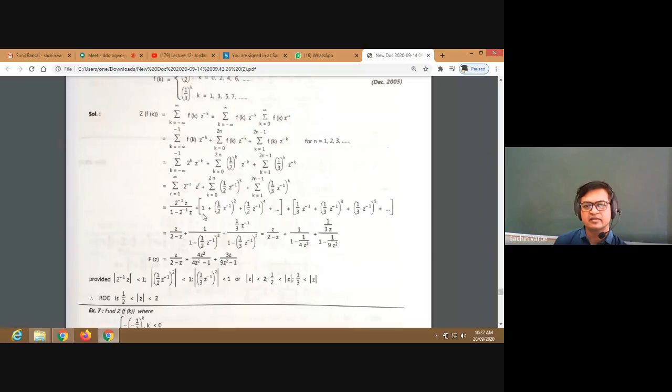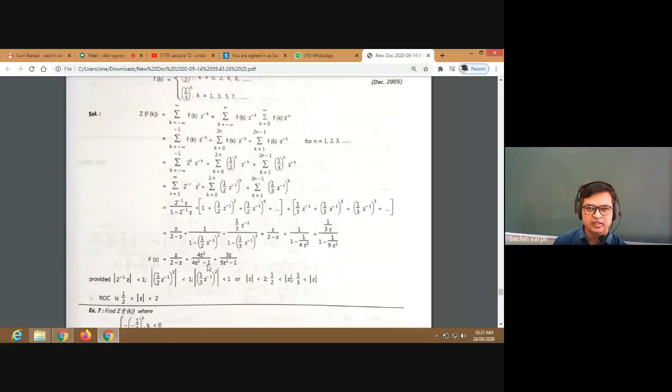And then these series will be convergent to what? First term upon 1 minus common ratio. Here the first term is 1, and here the first term is 1 by 3 z raised to minus 1. I think they have not given the region of convergence. Mod of 2 raised to minus 1 z less than 1.